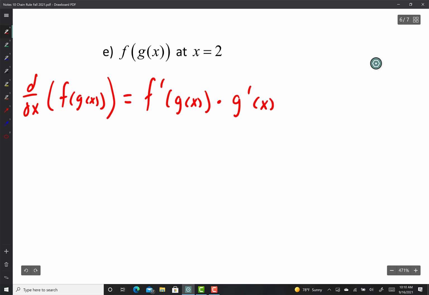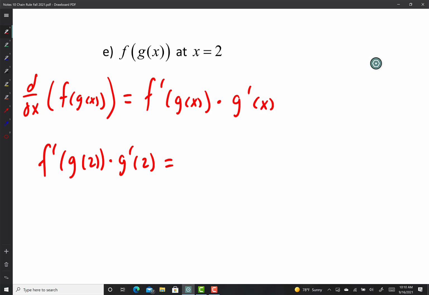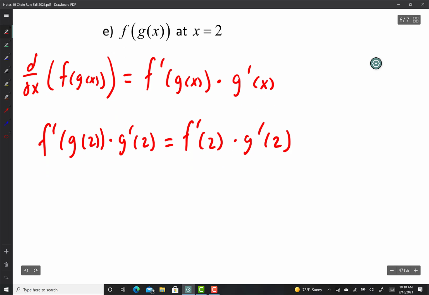So let's see what this looks like. f prime of g of 2, close, times g prime of 2 equals, so tell me, what is g of 2? 2. So f prime of 2 times g prime of 2. Really, it's 2? They should have chosen a different number. All right, no big deal. All right, what is f prime of 2? 1/3. What is g prime of 2? Negative 3. So it's looking like negative 1.